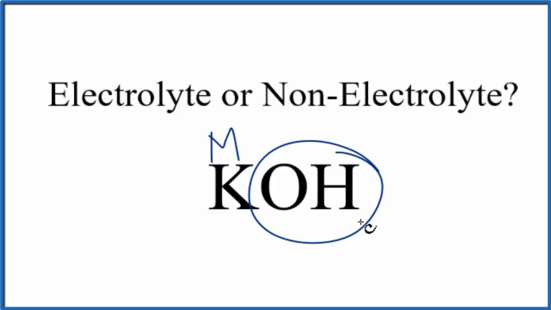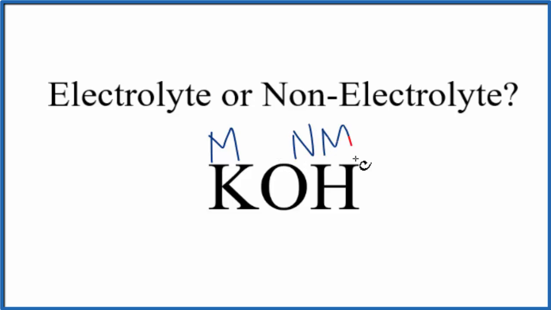In this OH, when it's bonded to a metal, it's called the hydroxide group. We have two nonmetals here, so we have a group of nonmetals, a polyatomic ion. Metal, nonmetals, this is going to be an ionic compound.